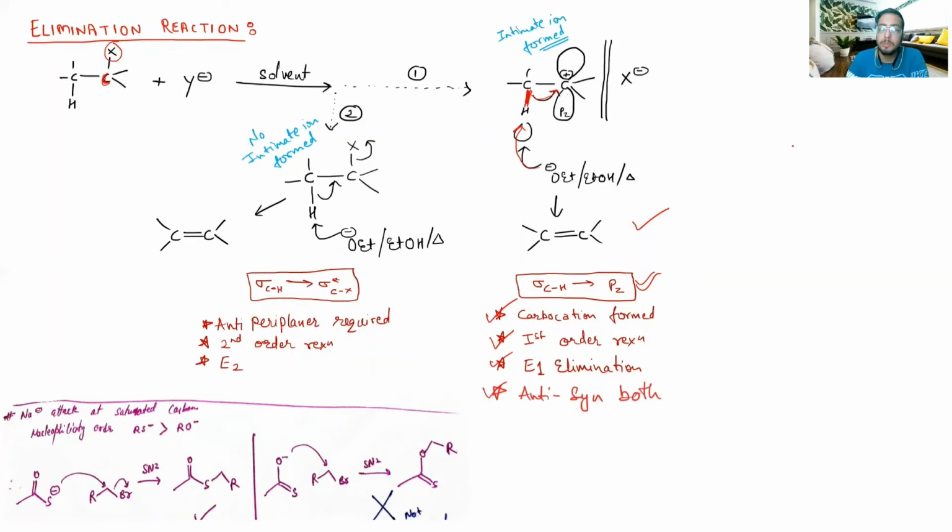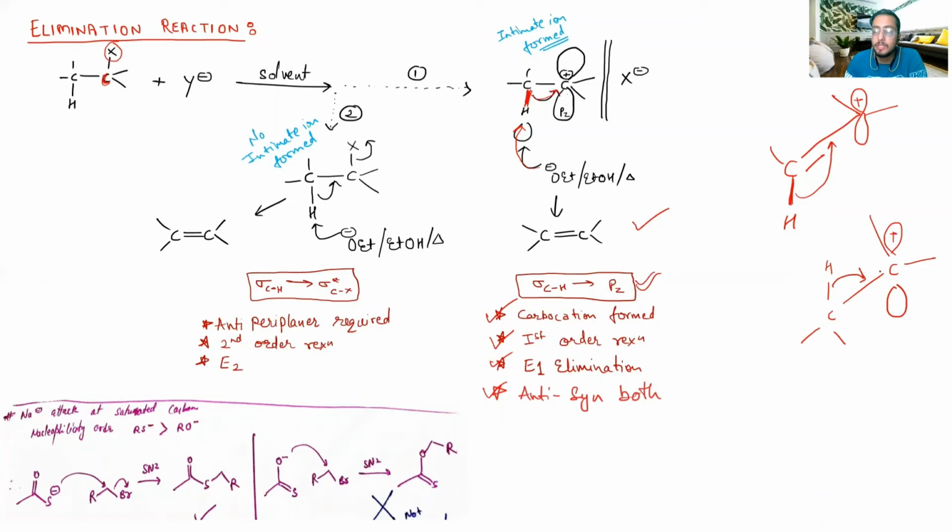And here anti and syn are both possible. Suppose we have a carbon and a hydrogen here, and we have a pure pz orbital here. So this is our pz atomic orbital, and it can donate its electrons from the below side also. And suppose this hydrogen is above, and we have the carbocation pure pz atomic orbital here, it can also donate from the above side. Therefore, here both anti and syn products are possible.